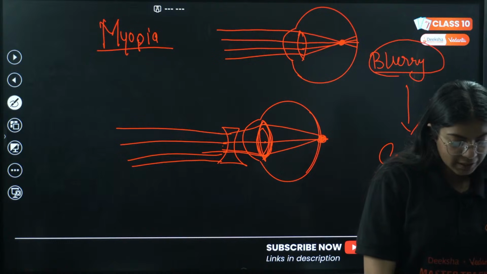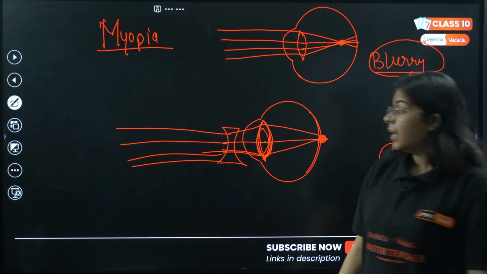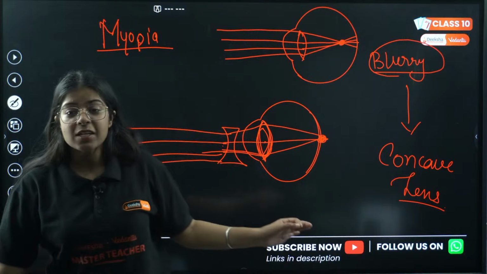Okay, in front of the retina. Correct, Ray. Very good. Okay, let's move on to the next question. Are these two diagrams clear?